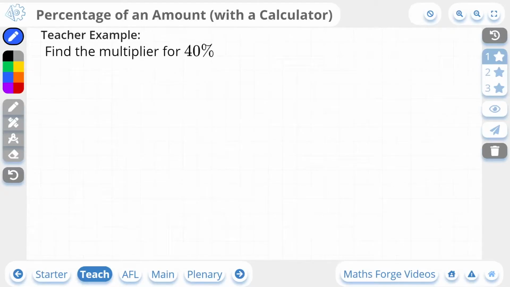Hi, this is Jack from Maths Forge, and in today's lesson, we're going to be doing percentages of an amount with a calculator. So let's take a look at our first example.